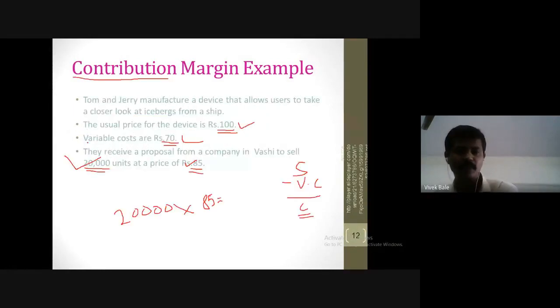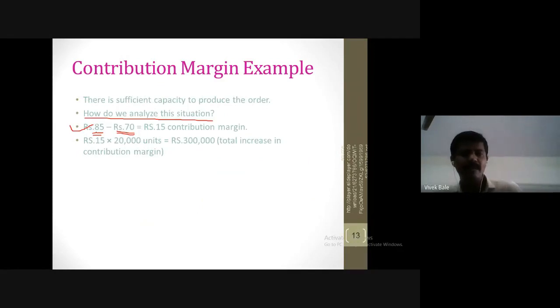See, here the variable cost was rupees 70. So 85 selling price minus variable cost 70 is equal to how much is profit margin? 15 rupees per unit. Are you getting my point? 15 rupees is the amount of contribution. Therefore, 15 rupees multiplied by how many units they have to manufacture? 20,000. Therefore, the total contribution will be rupees 3 lakhs. So this is the total increase in contribution margin.